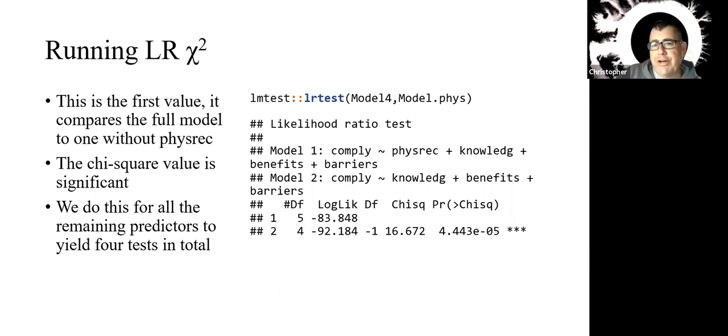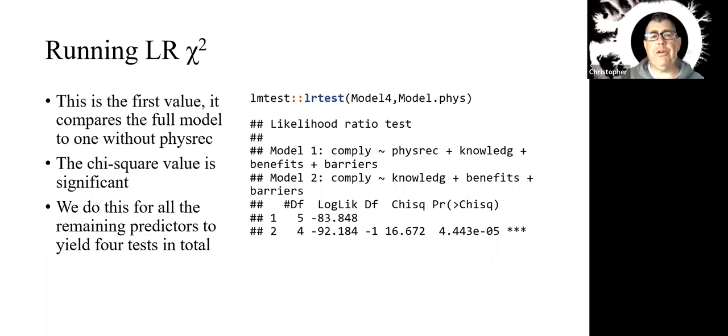This yields a chi-square value with degrees of freedom. For some reason, the degrees of freedom are negative, but it should just be degrees of freedom of 1 there. That is represented as negative, but it's a degree of freedom of 1 actually. The chi-square value is 16.67. It's significant, well below 0.001. We then need to run this for all of the different predictors. So we're going to have 4 different tests here.